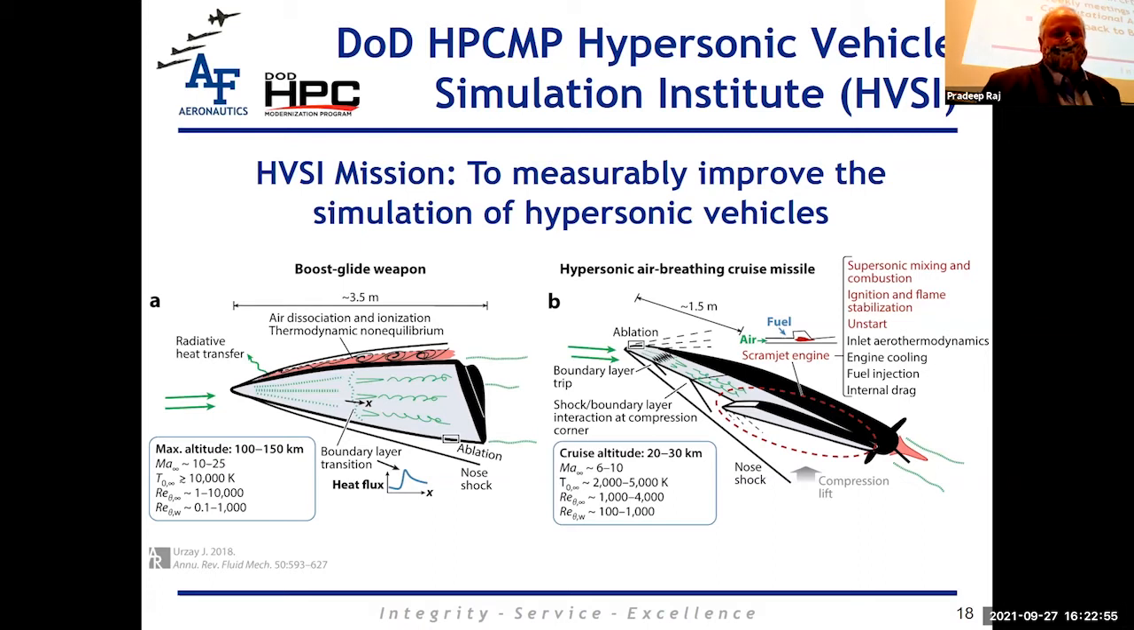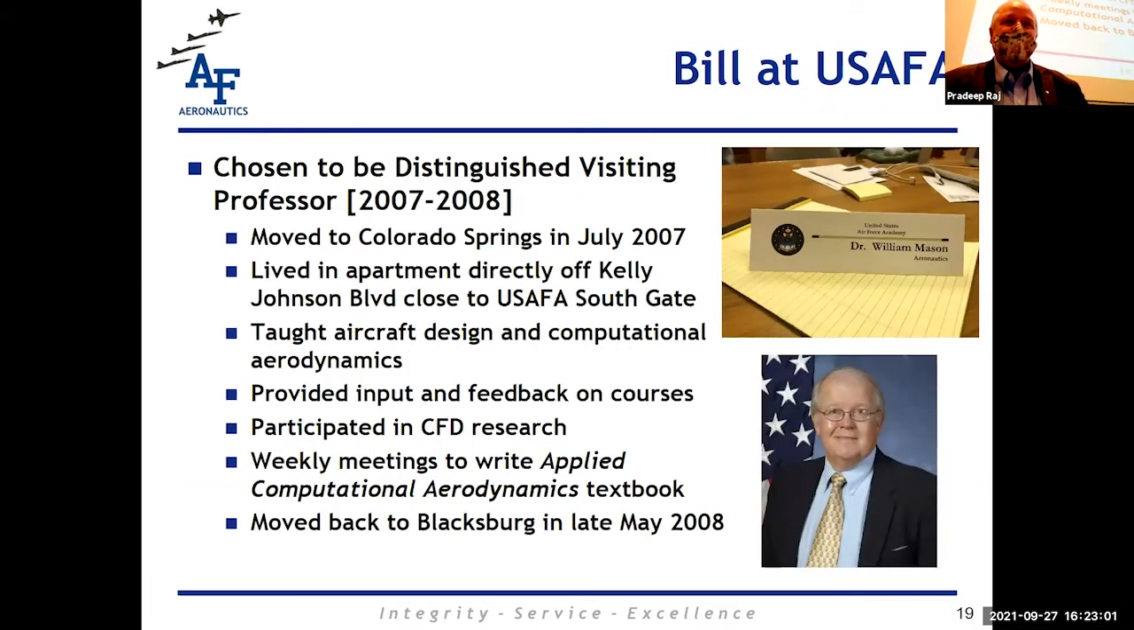So let's get into Bill coming to the academy. Like the visiting professor program, typically people come for a year, an academic year, chosen maybe a year before that, so that all the logistics can be worked out. And Bill came in 2007, 2008.